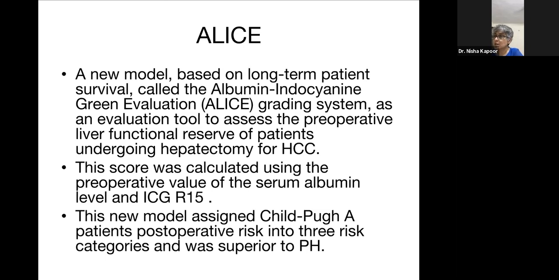The ALBI model, basically what they have done in this model is combine the two, that is, the indocyanine green retention rate at 15 minutes along with albumin, and they have found that this is a better method of understanding whether the patient can be taken up for liver resection and whether the patient is going to have a good functional reserve after hepatectomy. And this was found to be of use in patients with Child-Pugh A situation.